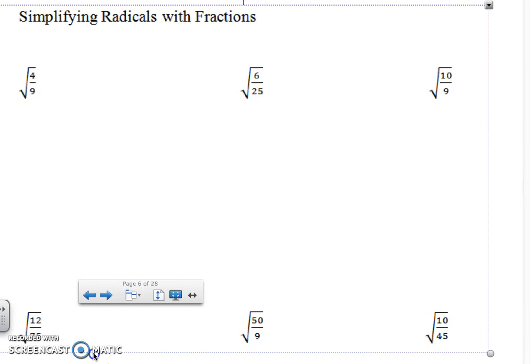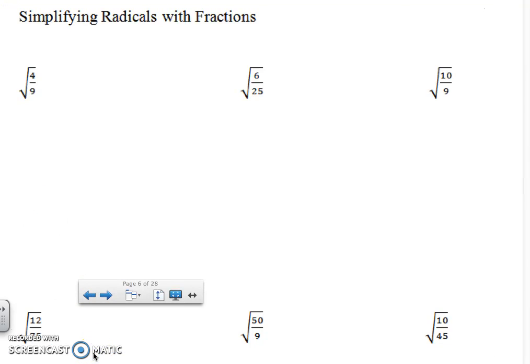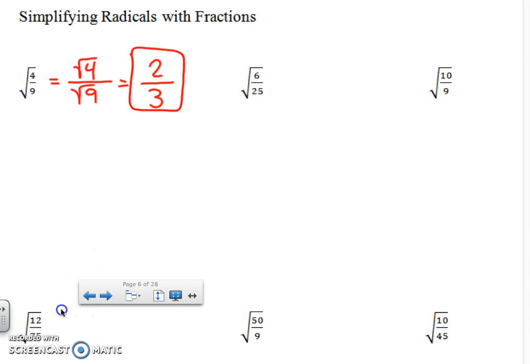So what you have to do is break the fraction into the top and the bottom. So this would become square root of 4 over square root of 9. Okay? And if they're perfect squares, it's going to be easy, because the square root of 4 is a 2 and the square root of 9 is a 3, and you're done. So again, if you've got perfect squares in your fractions, it's going to be easy. Let's take a look when they are not.